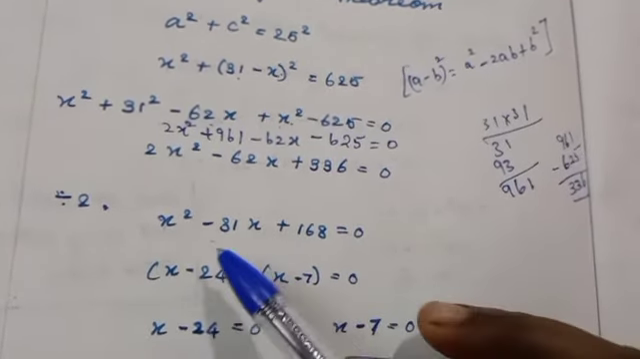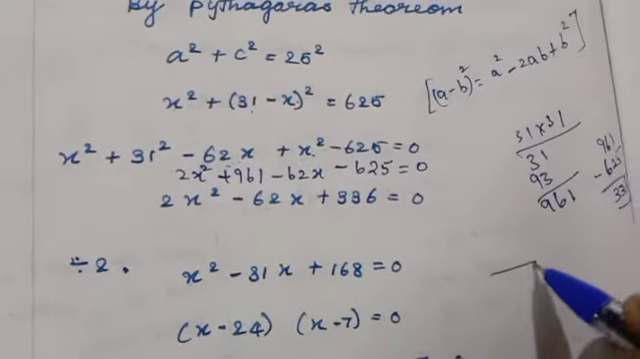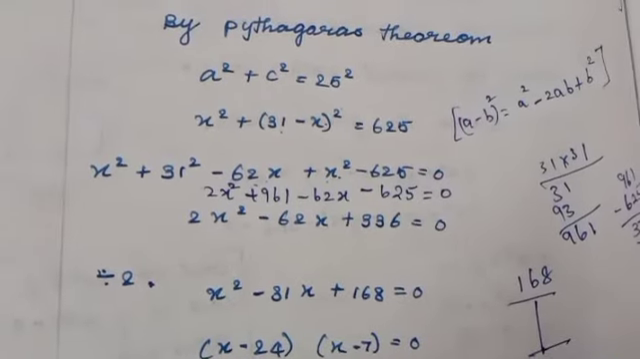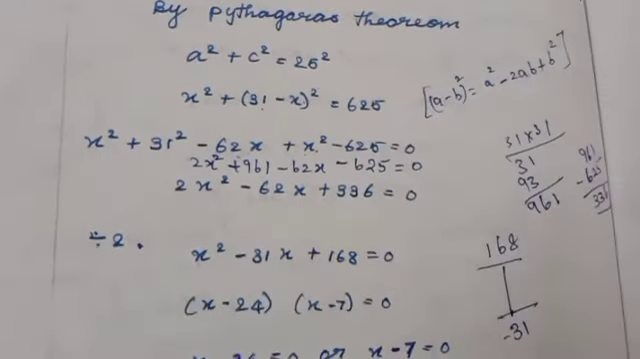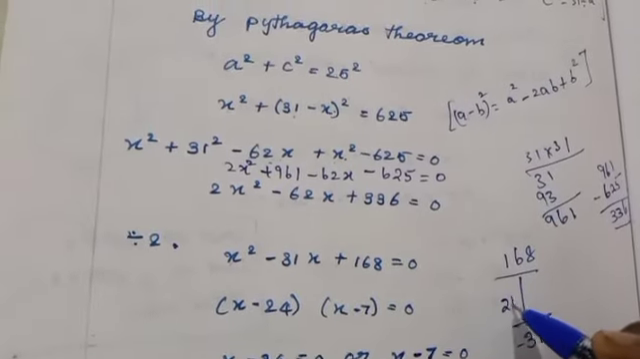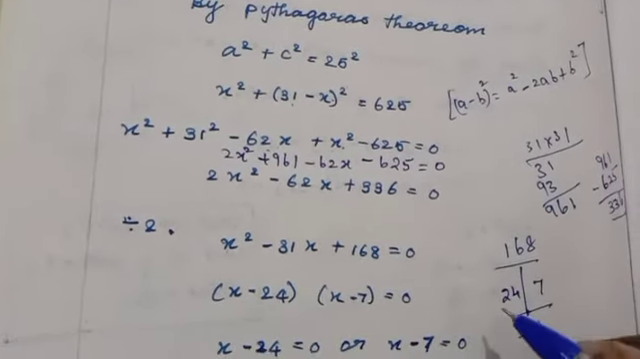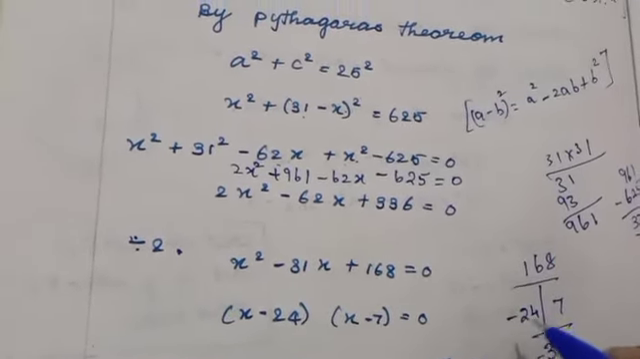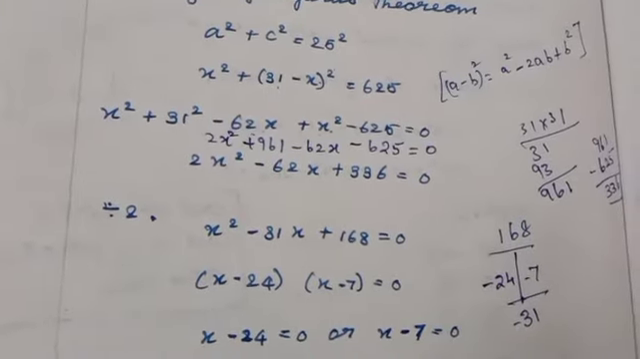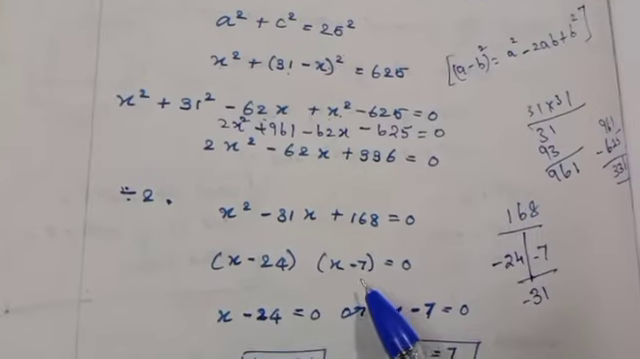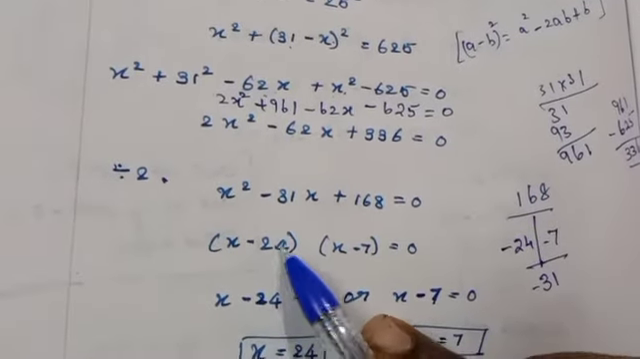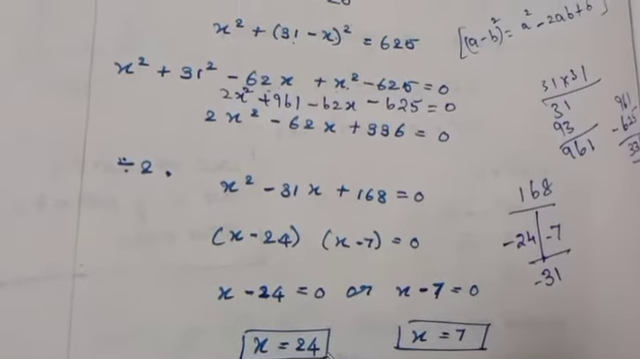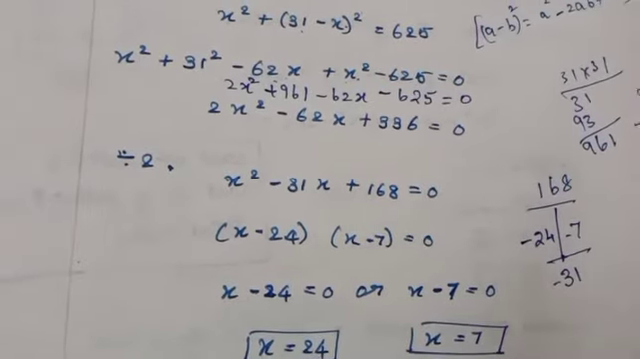Now you have to find the factors for this. The product value is 168, and their sum we are going to get is minus 31. So what are the factors? 24 and 7. 24 and 7 multiplied, you get 168. We need here minus 31, so you have to use minus for both the factors. That is (x minus 24) into (x minus 7) is equal to 0. So x minus 24 is equal to 0 or x minus 7 is equal to 0. So x is equal to 24 and x is equal to 7.